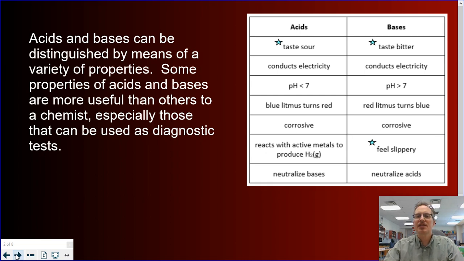I have placed stars next to those properties that we should not use as a test in the lab because they are unsafe laboratory practices when we're using real acids and real chemical bases. When we are trying to distinguish between the two, the properties that stand out as telling us for sure the difference between an acid and a base would be the pH, the litmus paper test, as well as how they react with an active metal.